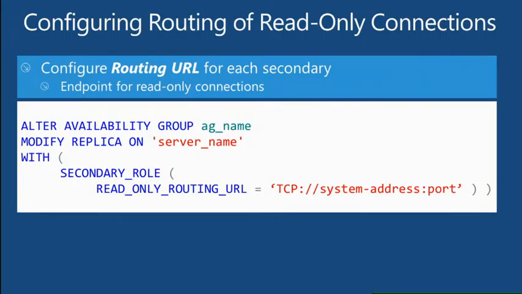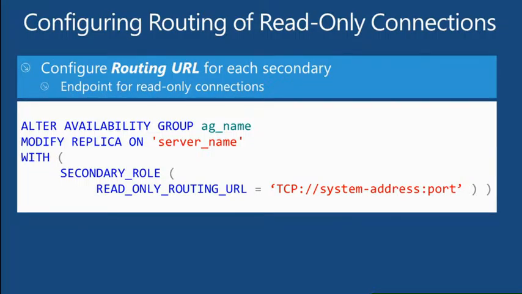So for each of these secondaries, what you need to create is something called the read-only routing URL, and this is basically an endpoint where that secondary is going to listen for read connections. Imagine this is similar to the database mirroring endpoints that we have today, or the service broker endpoints. It's just a way where applications that are read-only can connect to that secondary. And that endpoint has a protocol similar to database mirroring. It has TCP, and then you have to specify the address of that secondary.